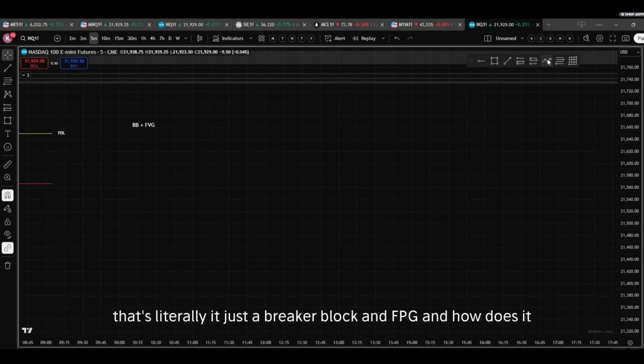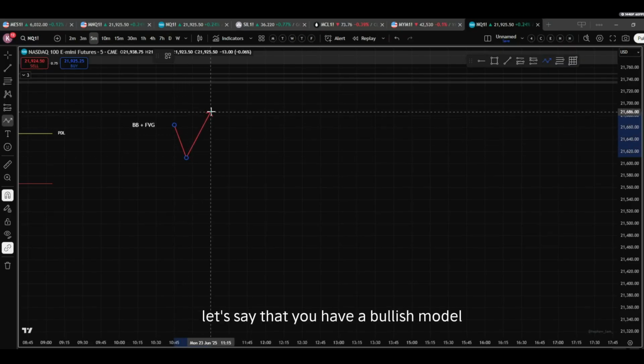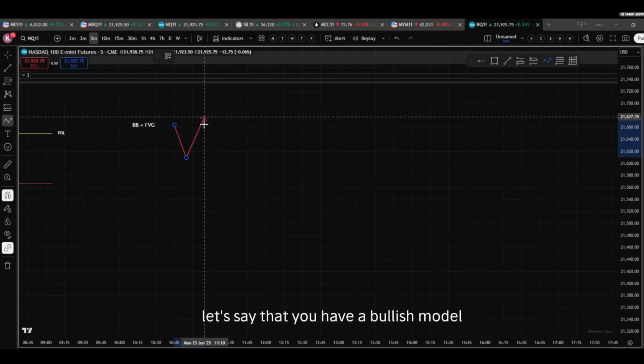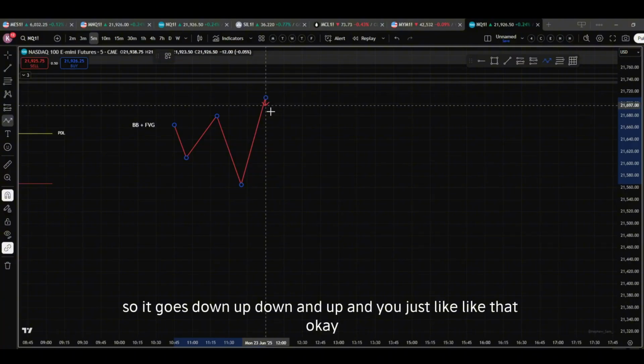And how does it look? It kind of looks like this. Let's say that you have a bullish model. So it goes down, and up, and you just like that.